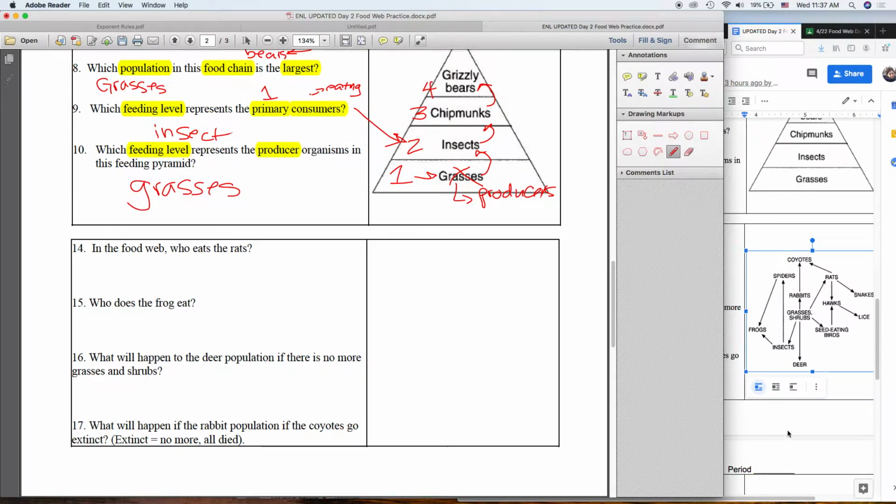All right, so in the food web, who eats the rats? So remember, when we're looking for eating, the rats have an arrow that goes to them. So let's find rats. Okay, rats, and their arrow goes to coyotes. That's like a wolf. Okay, who does the frog eat? So what animal does the arrow go to from the frog? Frog eats spiders and insects.